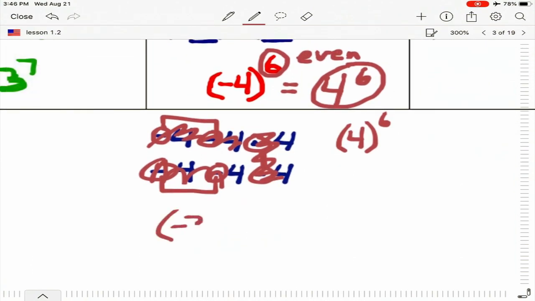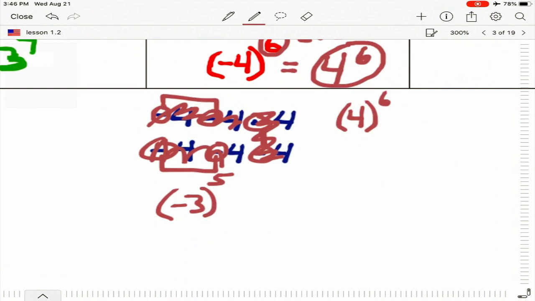Let's just say it was negative 3 to what? We'll make it somewhat easy. Let's say to the 5th power. Don't worry about the 3 part. Just worry about the negative, right? That means that there's 5 negatives. 1, 2, 3, 4, 5.